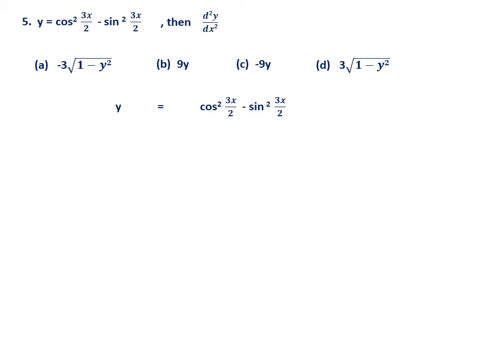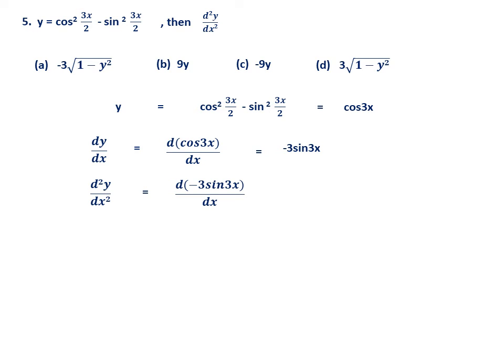So y equal to, if you know the trigonometric formula, cos 3x, because cos square x minus sin square x is cos 2x. Therefore, cos square 3x by 2 minus sin square 3x by 2 is cos of 2 times 3x by 2, which is cos 3x. Now it is very simple. dy by dx will be d by dx of cos 3x, which is minus 3 sin 3x. Once again differentiate. It is the same as d by dx of minus 3 sin 3x, which is minus 9 cos 3x. Therefore, definitely it is minus 9y.